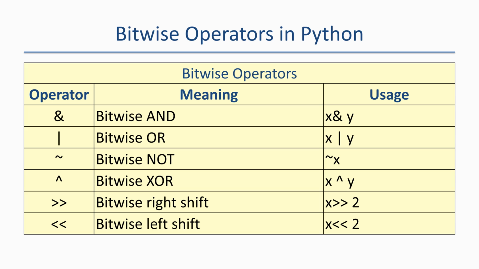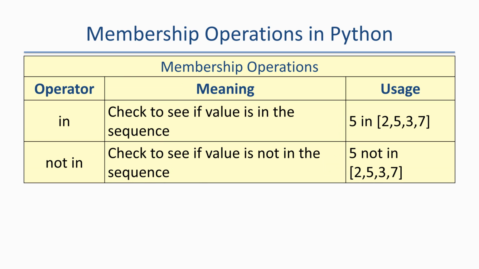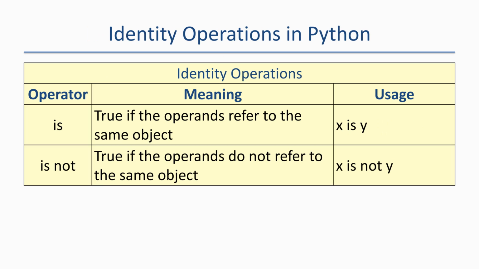First type is the bitwise operators, which operate on bit by bit of the operands. The next type is the membership operators, which ask if an element is inside a sequence. And another type is the identity operators, which are asking if two variables or two objects are exactly the same, which means if they are pointing to the same location in memory. And those operators are is and is not.